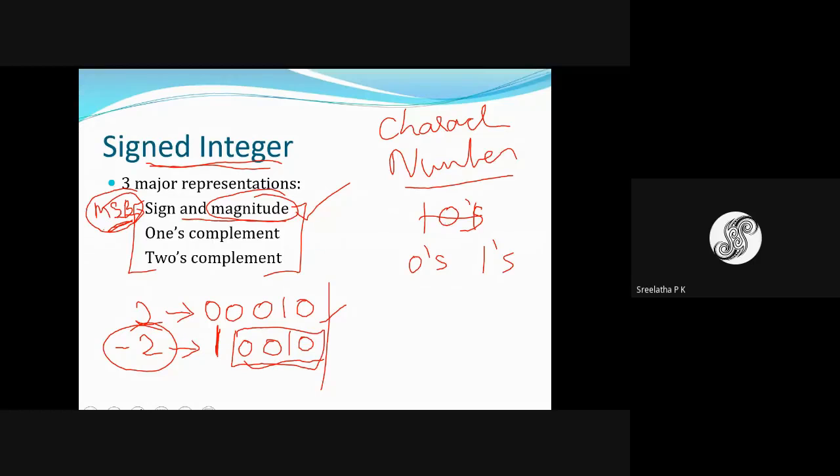Now, in one's complement, how is it represented? In this technique, suppose I want to represent 2. The positive number is stored in the same way in all three techniques. 2 is this itself. How is minus 2 represented? What is the one's complement of this particular series? It is the complement of these bits.